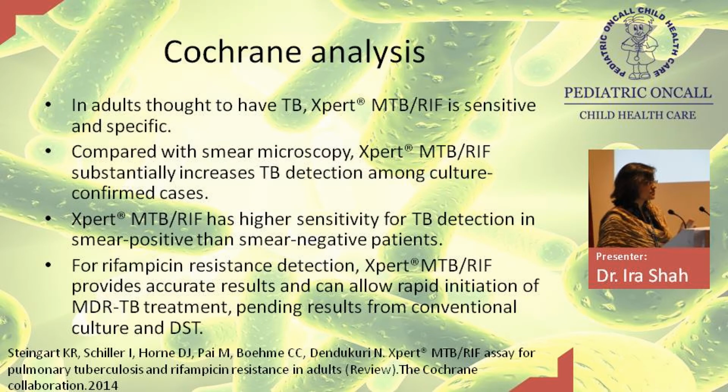Now there's a Cochrane review published which has been done on adults, and they thought that Xpert is quite sensitive and specific compared to smear. Smear can be paucibacillary, you could still get it negative. It increases the rate of TB detection. It has a higher sensitivity for TB detection in smear positive and smear negative.